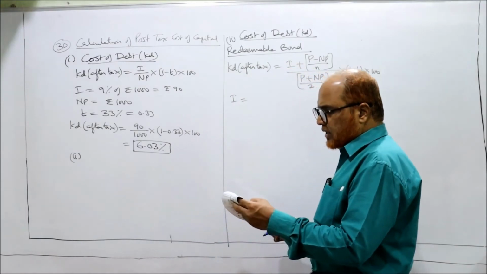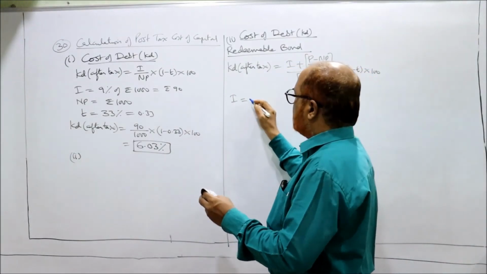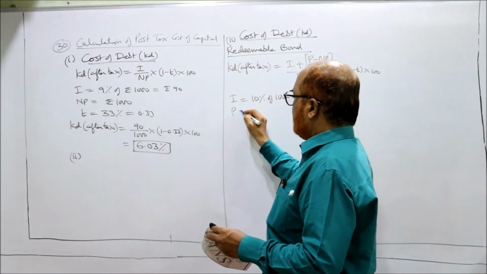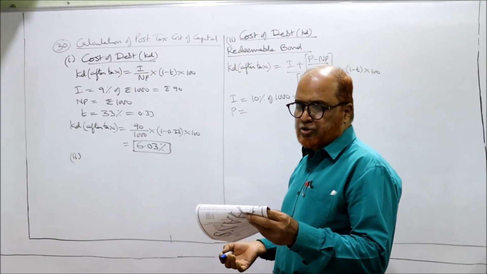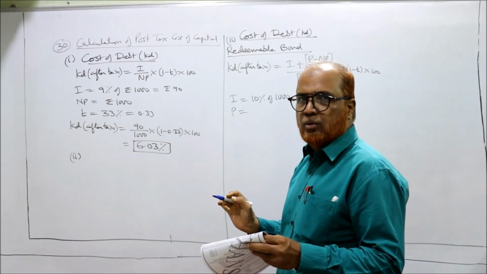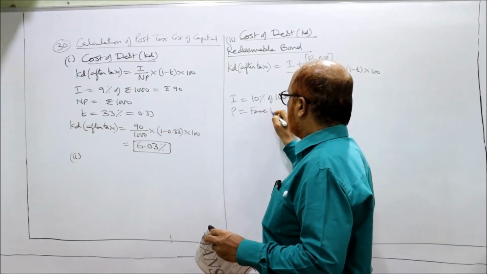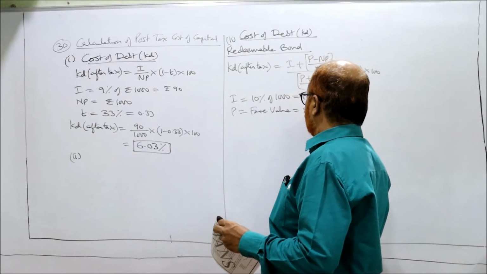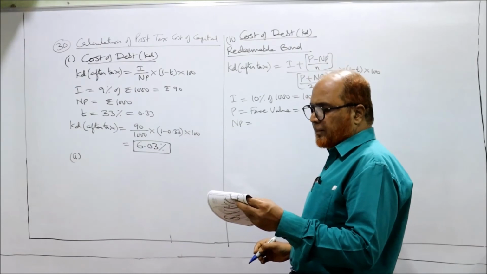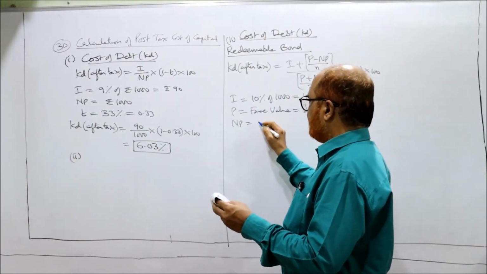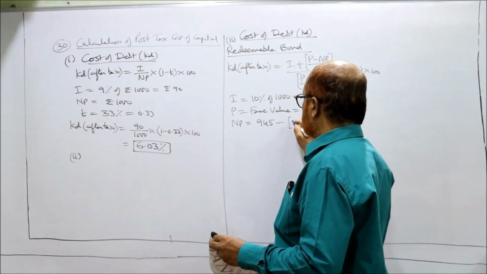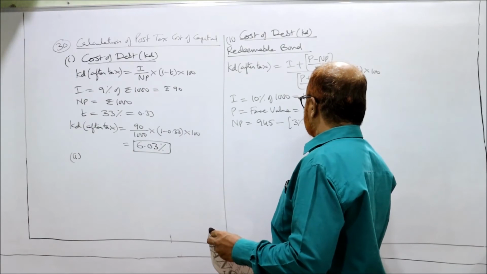I is equal to, what is the interest? How much is the interest? 10% of 1000, 100. P is equal to amount payable on redemption. If nothing is given, we assume it as face value, rupees 1000. NP, net proceeds on issue. It is given in the problem that the company issued at 945 minus 3% of flotation cost. So 3% of 1000.